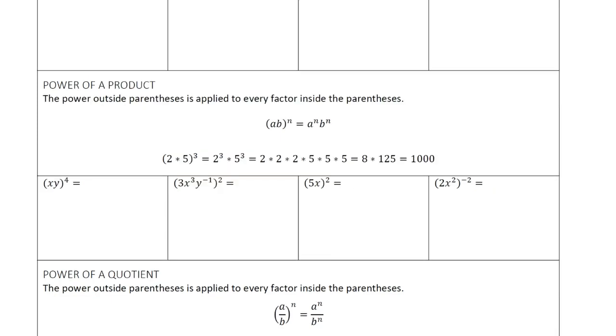The next rule is power of a product. When several numbers are multiplied together inside parentheses, apply the power outside the parentheses to each one. In this example, 2 times 5 is inside the parentheses to the power of 3. So this is 2 to the 3rd times 5 to the 3rd, or 8 times 125, which equals 1,000. This is the same as if we had multiplied 2 times 5 together in the beginning and done 10 to the 3rd, which is 1,000.